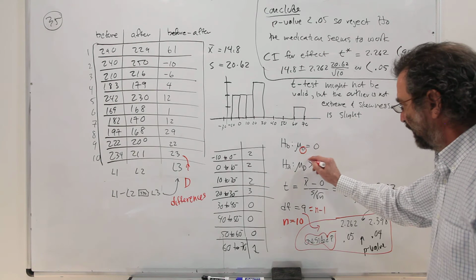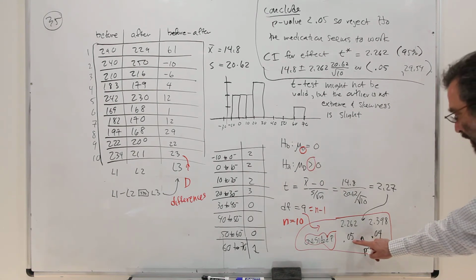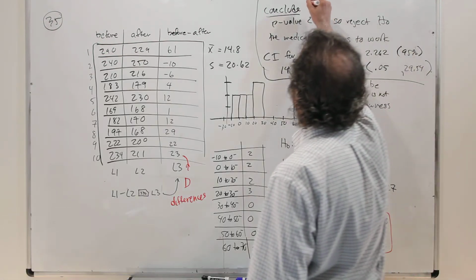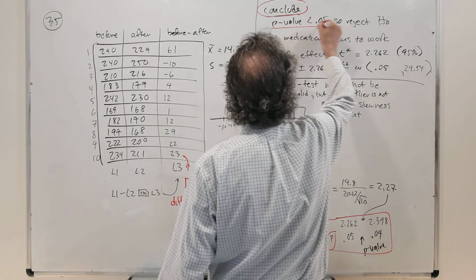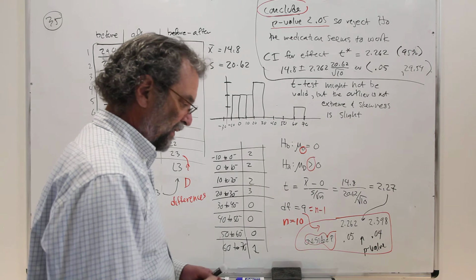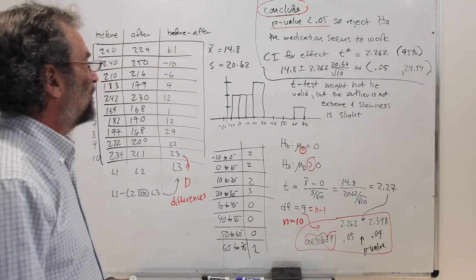One-sided because of this. And so we'll say the p-value is between 0.05 and 0.04, so just a little bit less than 0.05. When we go up here to the conclusions, p-value is less than 0.05, so we reject the null hypothesis. So we need the p-value to be smaller than 0.05 to reject at the 0.05 level.